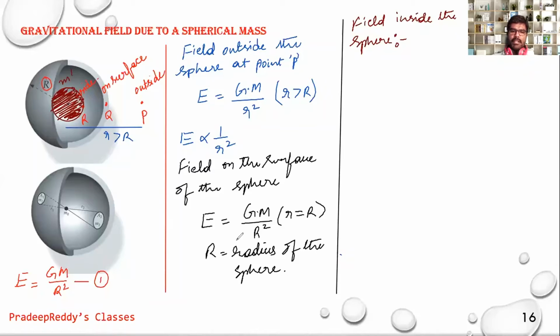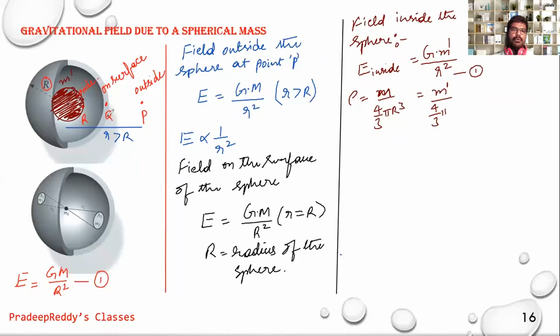So when we are calculating gravitational field, you will be writing here E inside is equal to capital G m dash divided by r square. Let me take this as equation number 1. As we know, density of the sphere rho is equal to mass divided by volume. Volume is 4 by 3 pi r cube, which is equal to density of the smaller sphere, m dash divided by 4 by 3 pi into small r cube. 4 by 3 pi, 4 by 3 pi gets cancelled.